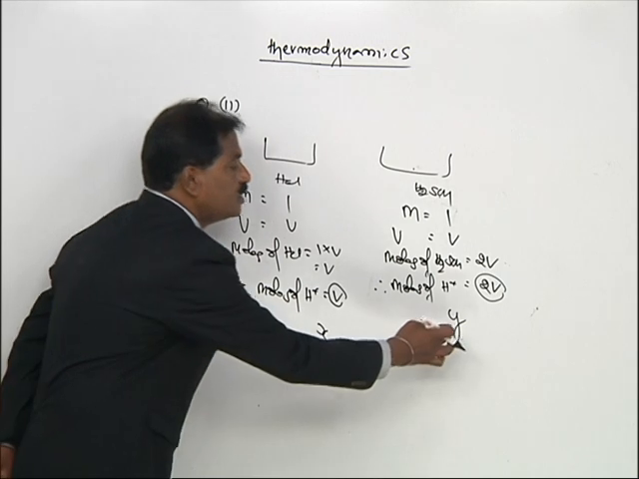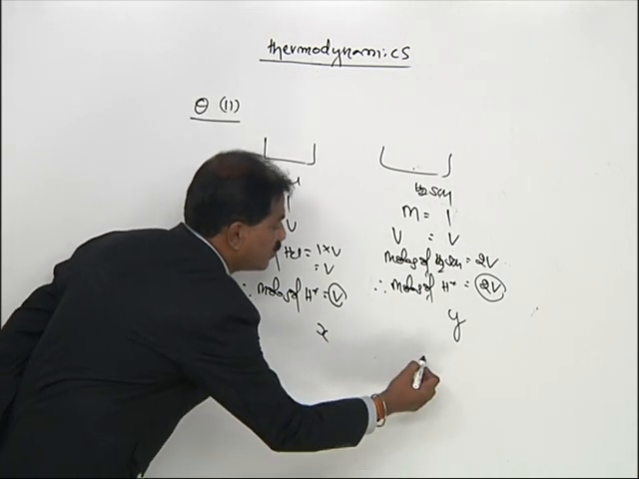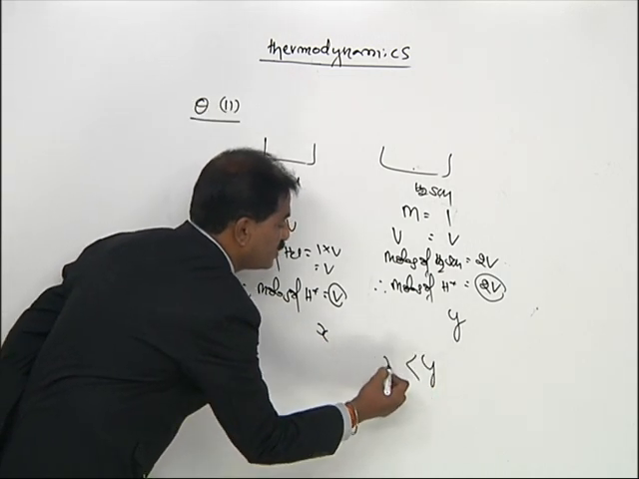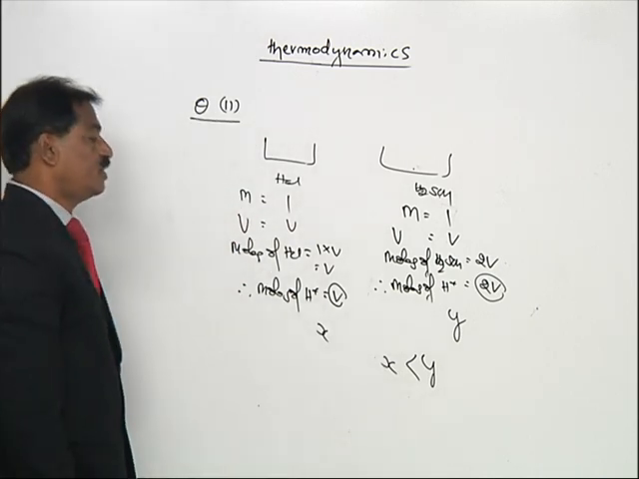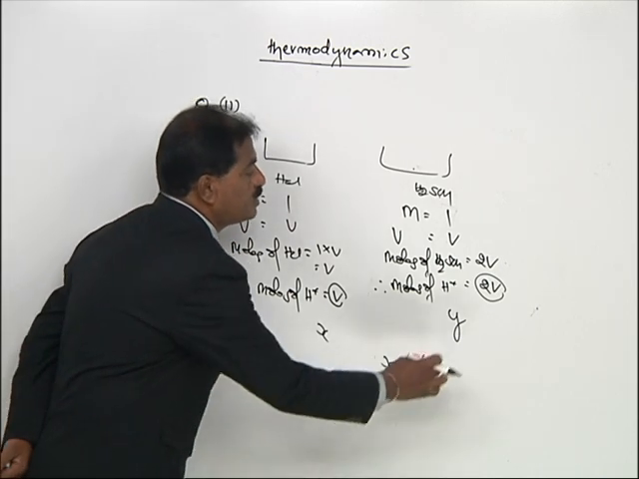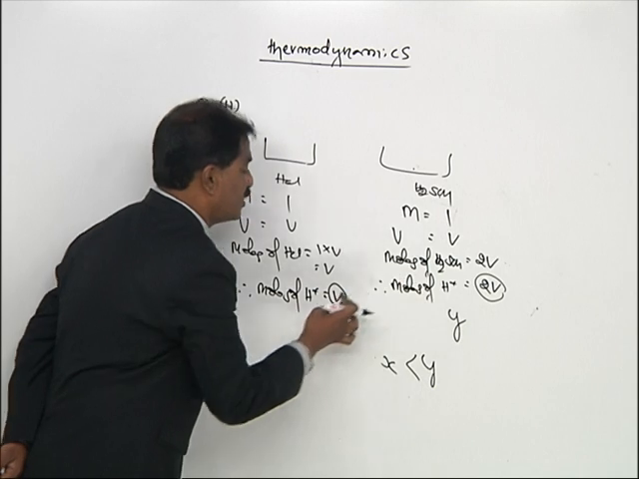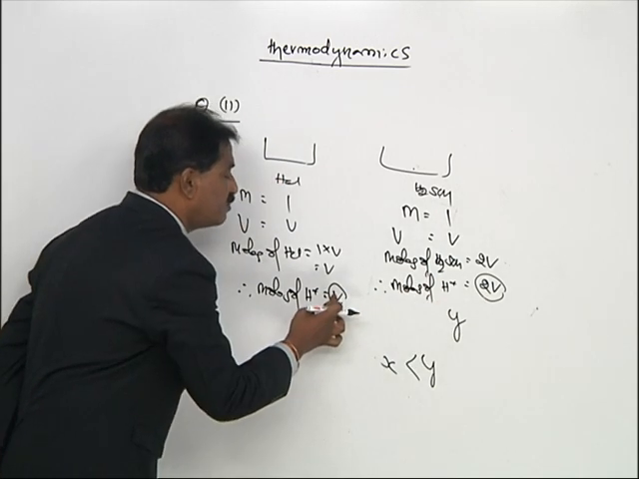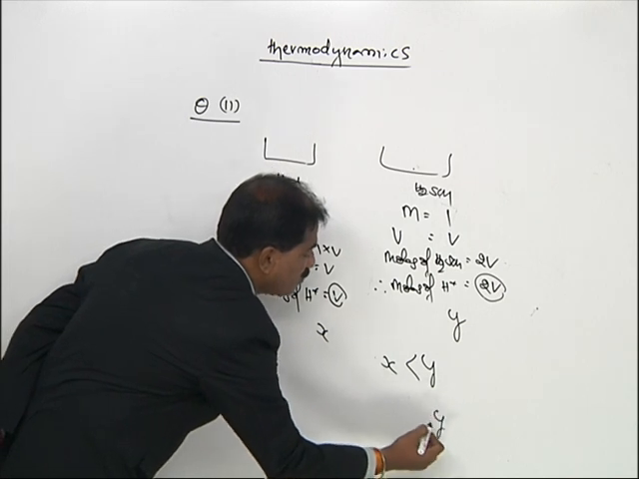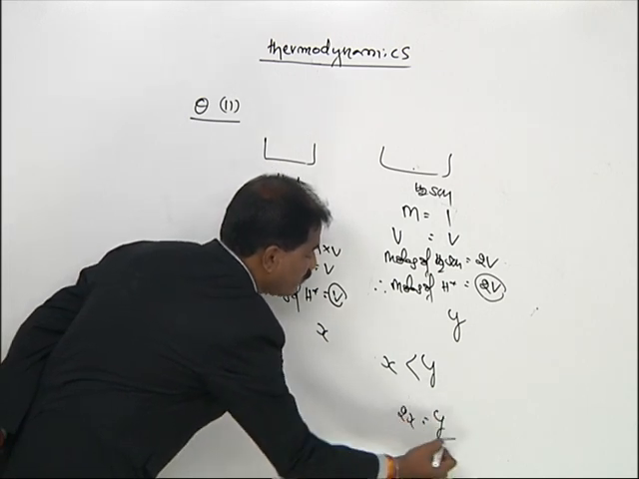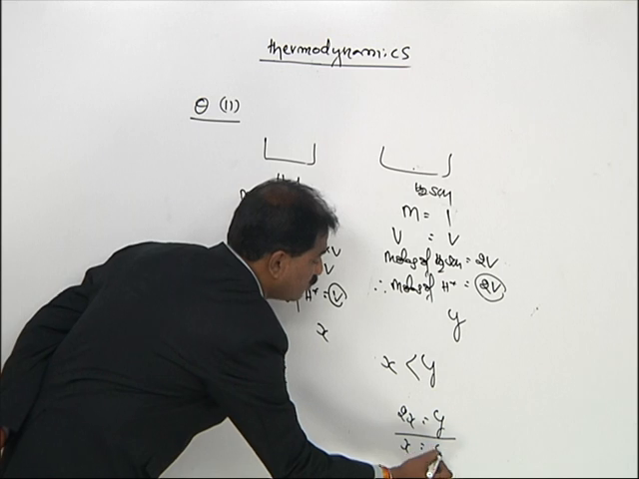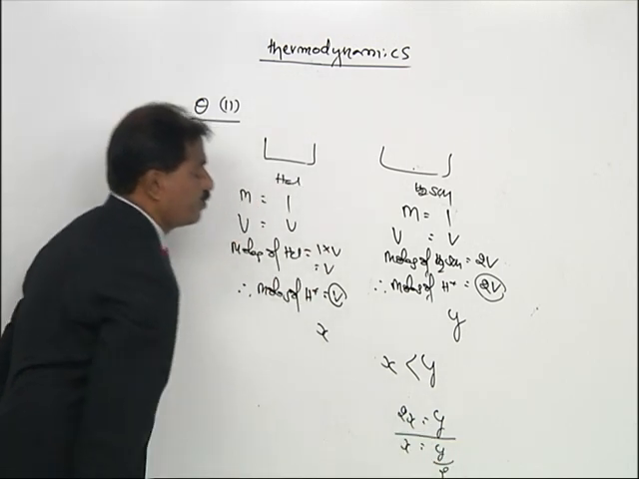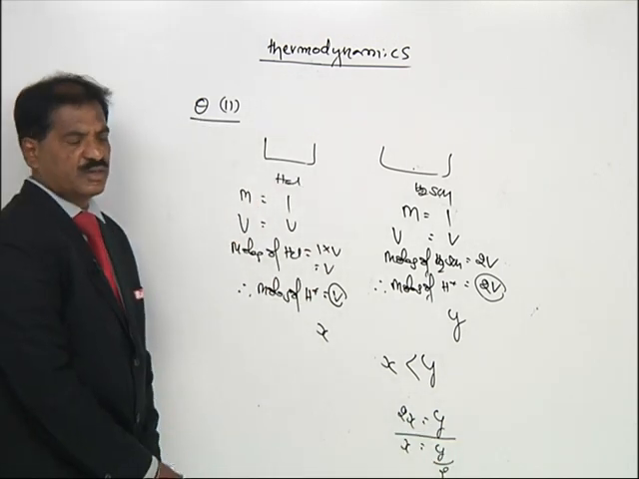Next, this Y is more and X is less. So therefore relation between X and Y is this one. The exact quantitative relation is, this is 2 times more than this one, that means here Y is equal to 2X or X is equal to Y by 2. Therefore, answer is B.